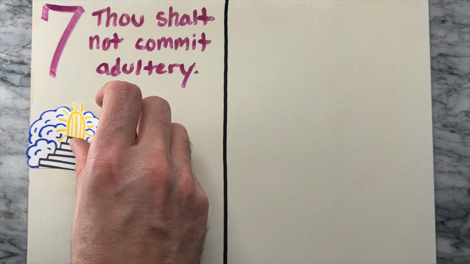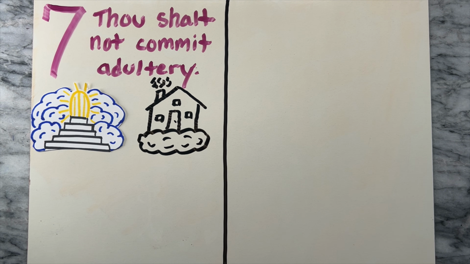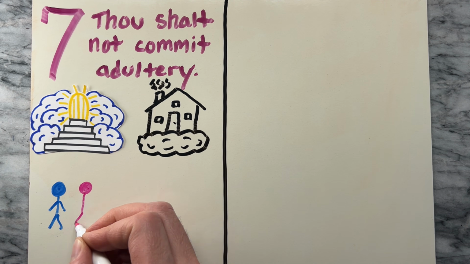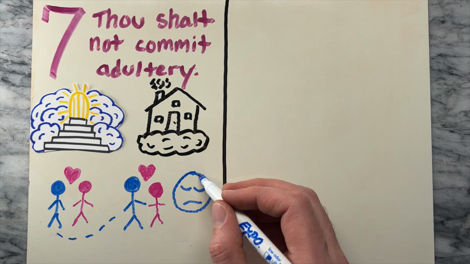Connecting this with how your home should be like heaven, and that if adultery is being committed amongst spouses, then the promises that are being broken are creating sadness and not allowing for home to be like heaven.